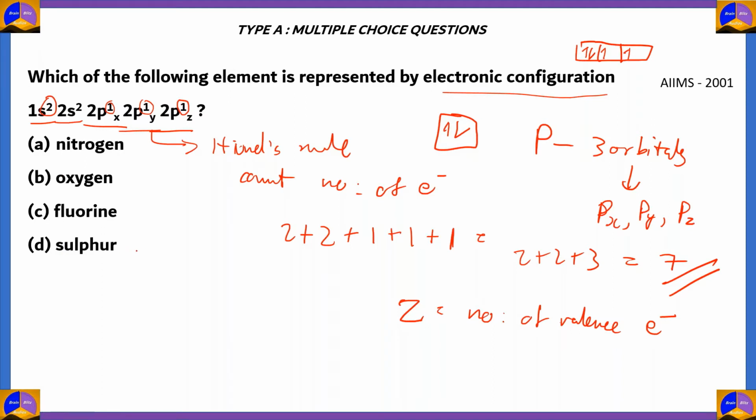Option D, sulfur, has an atomic number of 16. So it's incorrect. Option C, fluorine, has an atomic number of 9. So it's incorrect. Option B, oxygen, has atomic number 8. So that is incorrect. Therefore, the right answer is option A, nitrogen. It has atomic number 7, and the electronic configuration of nitrogen is represented as 1s2, 2s2, 2p3, which can further be divided into the configuration given here. So option A, nitrogen, is the right answer.